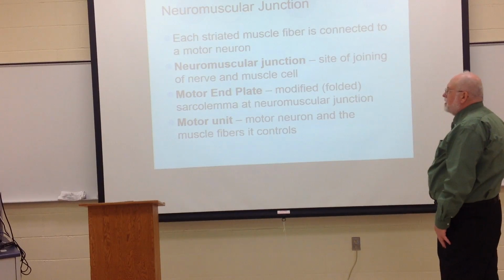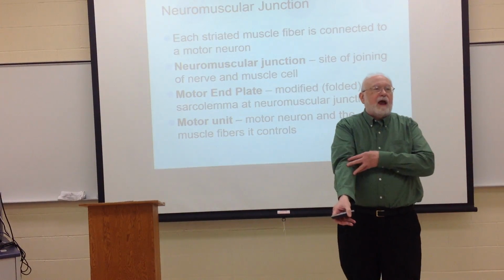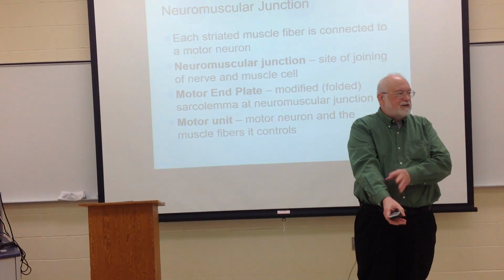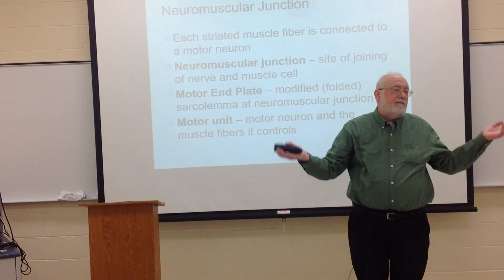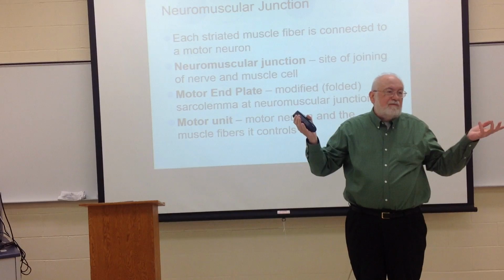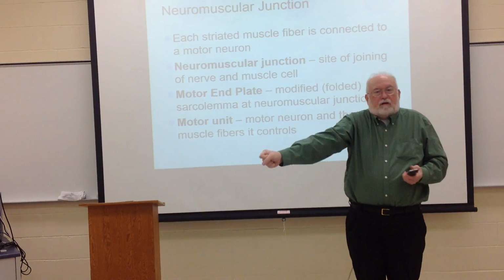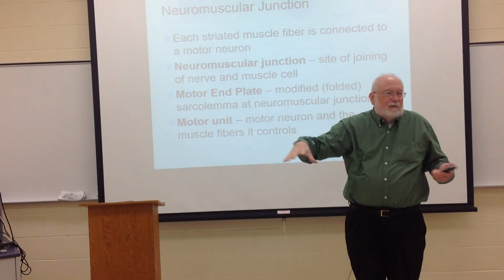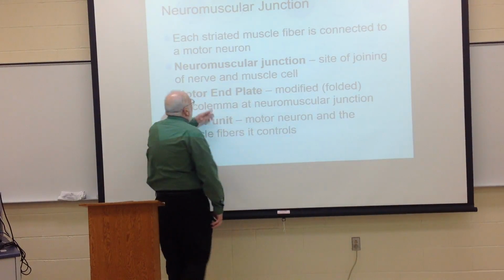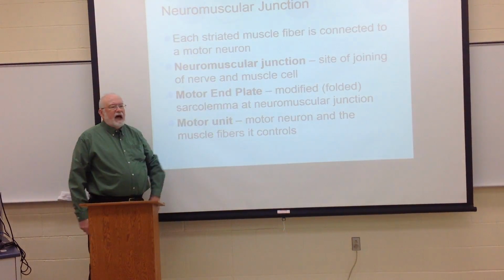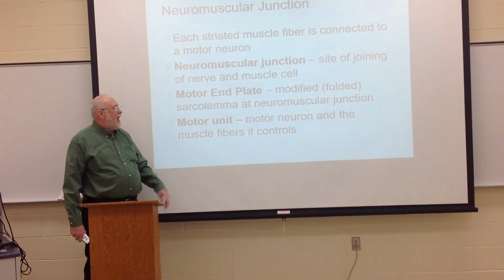All right, so I don't necessarily want every cell contracting at once. I just want some of it. Well, if I can control each one individually, I can do that. If they all contract together, that's all you can do. Well, you don't want to do that. It's not very useful. All right, neuromuscular junction: the site where a nerve and a muscle connect.